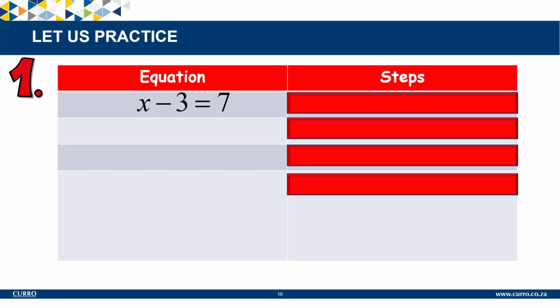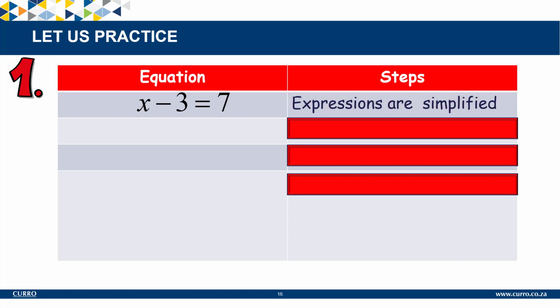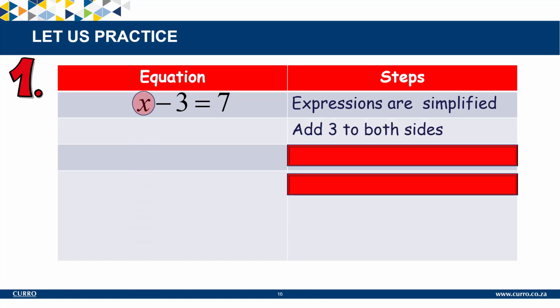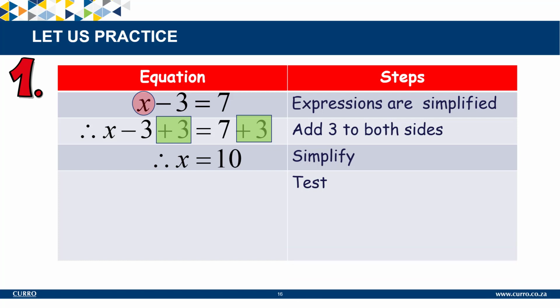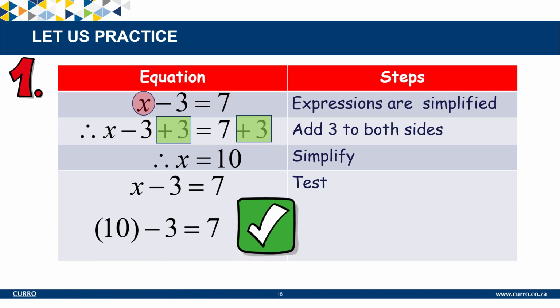So how can all these properties help us to solve equations? x minus 3 is 7. First, make sure that the expressions on the left and the right side are simplified. Then locate the x. Find the additive inverse of negative 3. That's positive 3. Why? Because we want 0. We want x alone. So we add 3 to both sides. Then we simplify. The left-hand side is x and the right-hand side is 10. And we've isolated the x. We found the value of x. Always remember to test by using substitution. So 10 minus 3 is 7, and we know we've solved this equation.